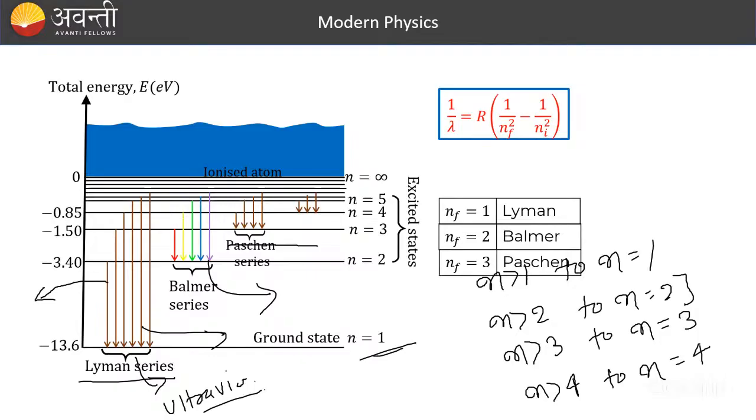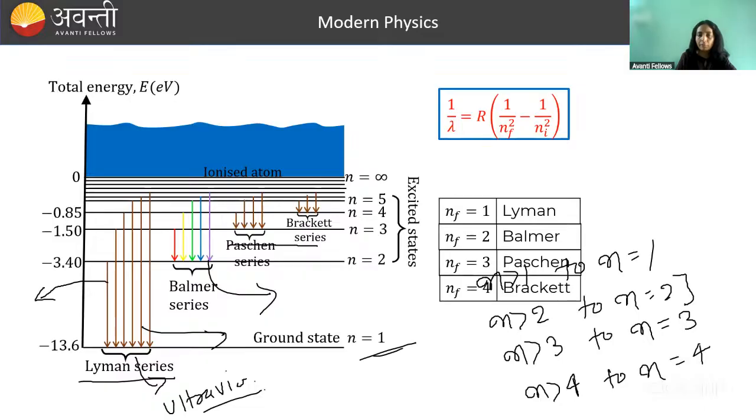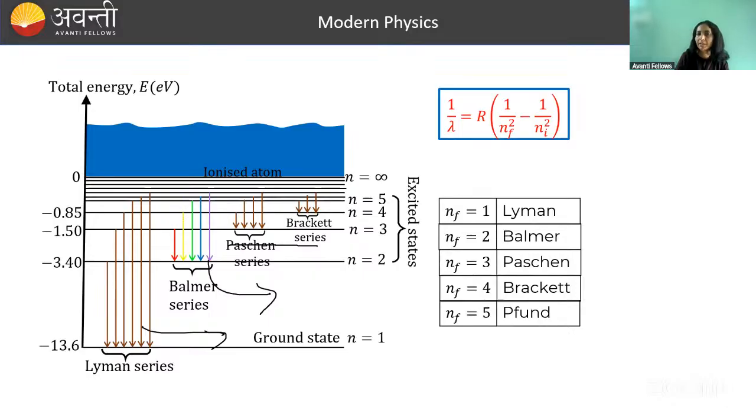ठीक है? And finally, after Brackett we get Pfund series, and for Pfund series jumping will be from n greater than 5 to n equal to 5. ठीक है? So these are all the series which we will get. nf equal to 1, final state अगर 1 है, Lyman series. Directly it is Paschen. If it is coming back to 4, then Brackett. When it is coming to nf equal to 5, it is Pfund.